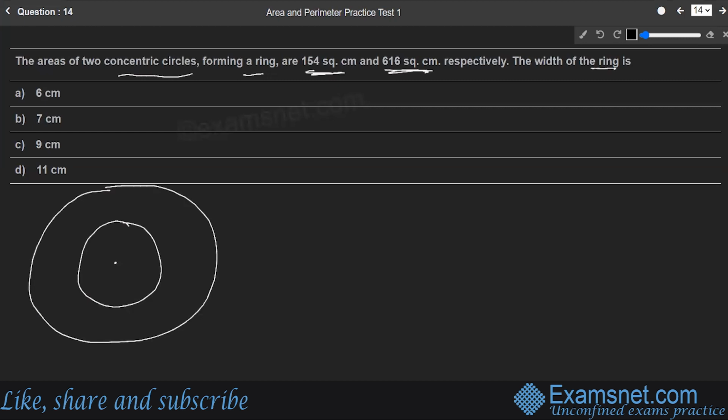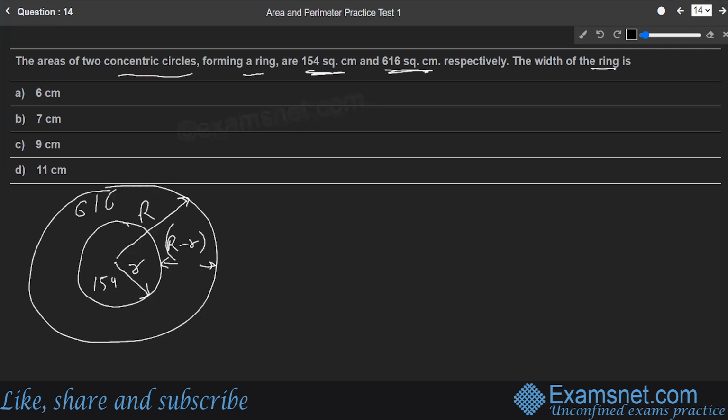He's saying the inner circle may be having the lesser area. So this circle is having the area of 154 square centimeter, and the larger one is having the area of 616 square centimeter. He wants us to calculate the width of the ring. So let us denote the radius values. Let's say the small circle has a radius of small r, and the larger circle has a radius of capital R. So the width value will be nothing but capital R minus small r. That will be the width value that we are supposed to calculate.